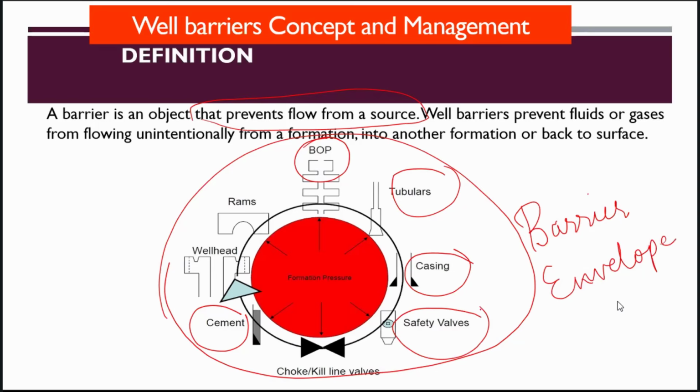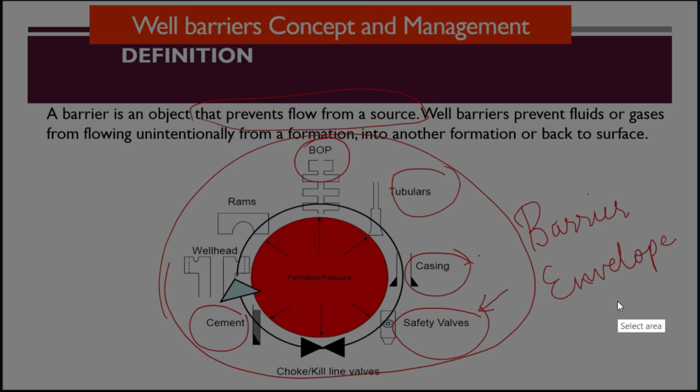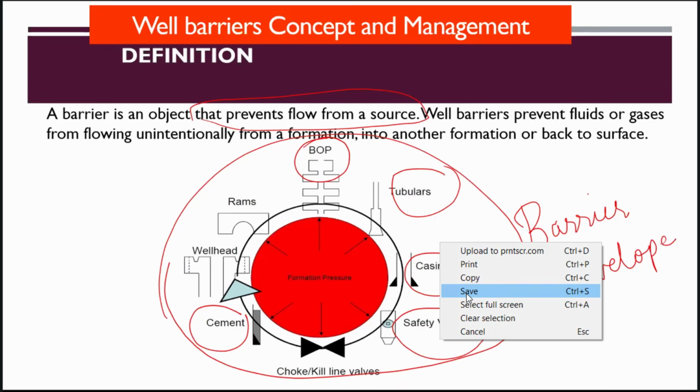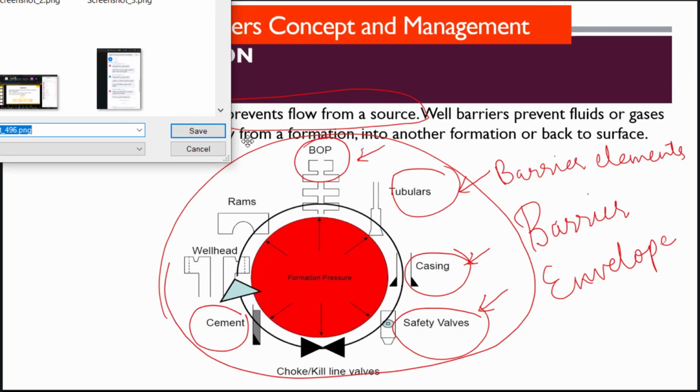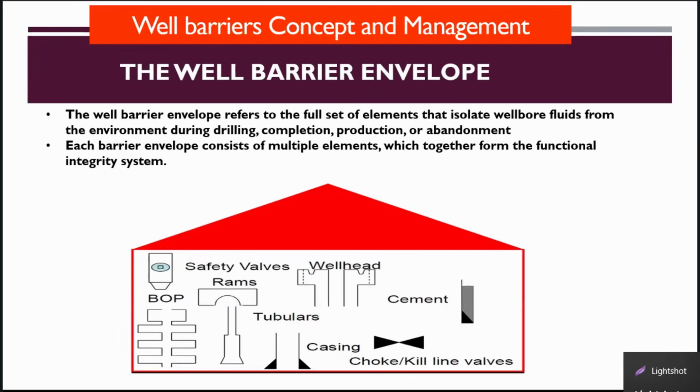And these individual elements are called barrier elements. All single elements come together to form an envelope and control the well pressure. See this envelope, already explained to you, all the elements come together to form an envelope.